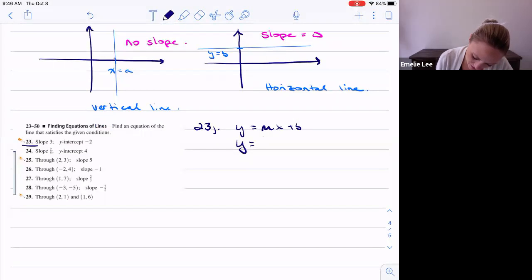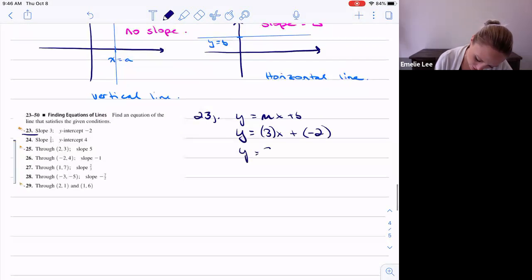If the slope is 3 times x plus the y-intercept is -2, then I have y equals 3x minus 2 is the equation of my line. In question 24, you're given the same information, just different values, right? So if you're given the slope and the y-intercept, that's fine.